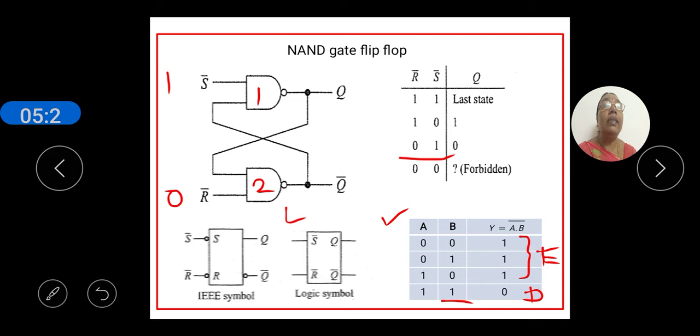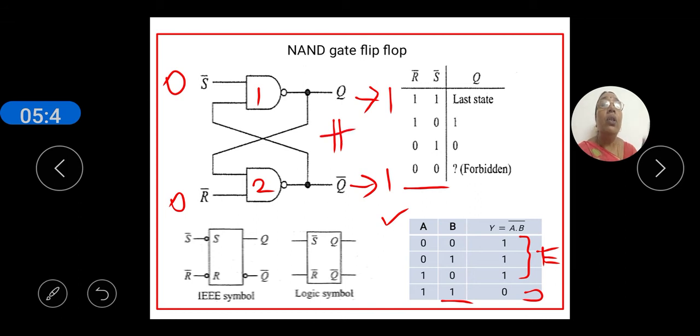Now come to the last state. The last state is R bar is 0 and S bar is 0. When R bar is 0 and S bar is 0, both the NAND gates are enabled and so both the outputs tend to 1. But Q cannot be equal to Q bar. So this state is not allowed. We call this state the forbidden state. So this is how the NAND gate flip-flop functions.